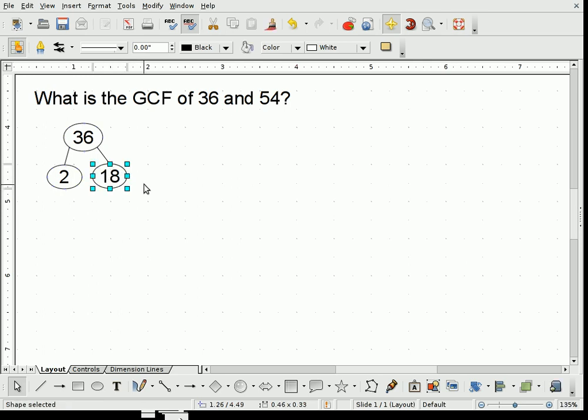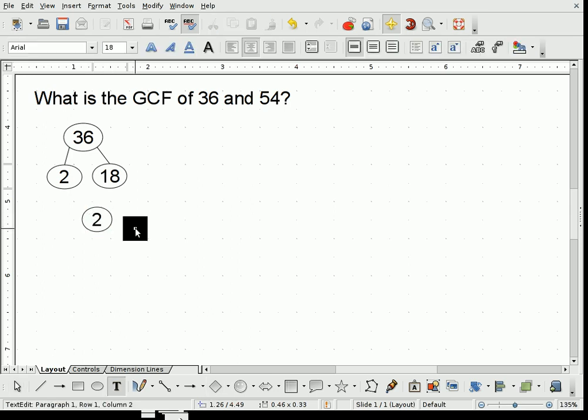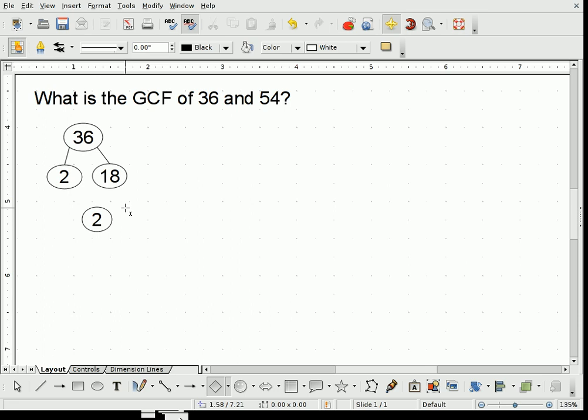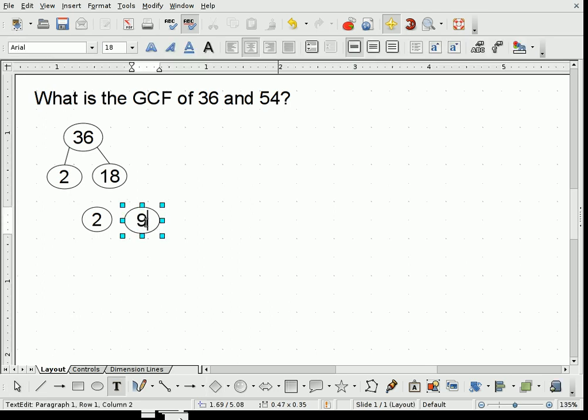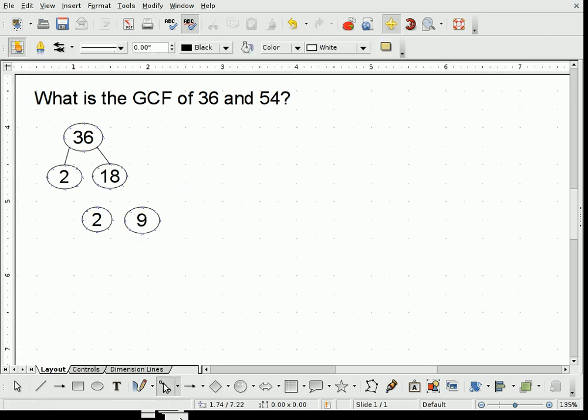Now our focus is on 18, because 18 is also a composite number. We can try to figure out what the factors are, but the obvious one is 2 again. So 18 is 2 times what? What is 18 divided by 2? It is 9. Once again, we use a connector to connect all these numbers together, so it all looks nice like that.